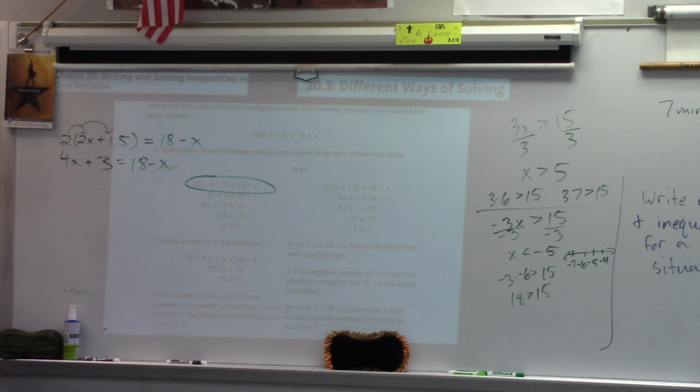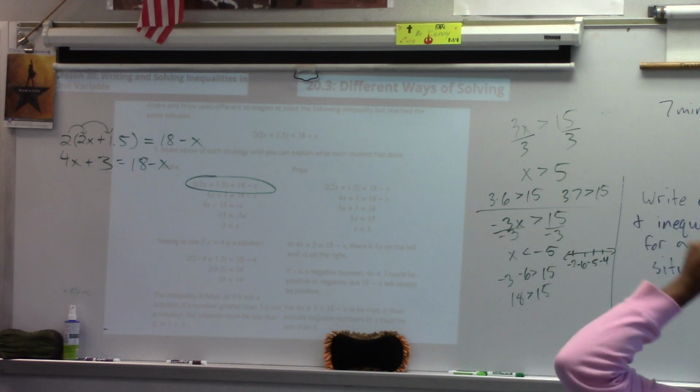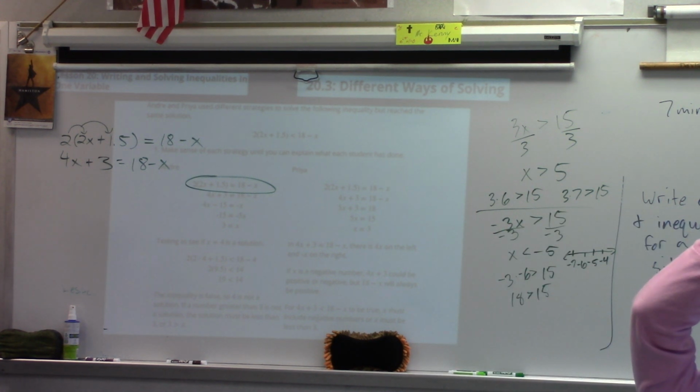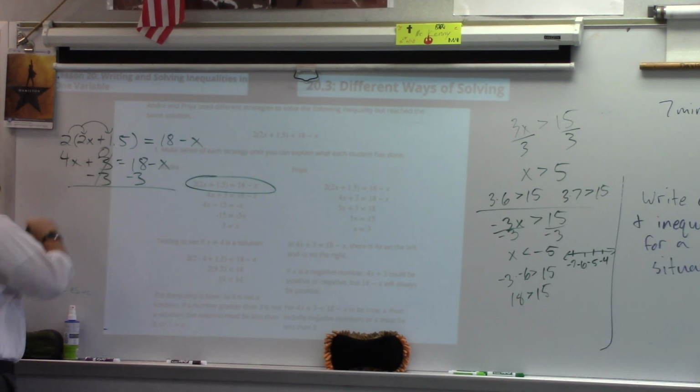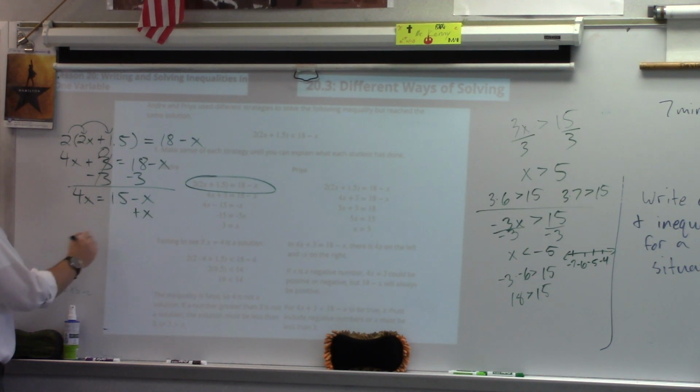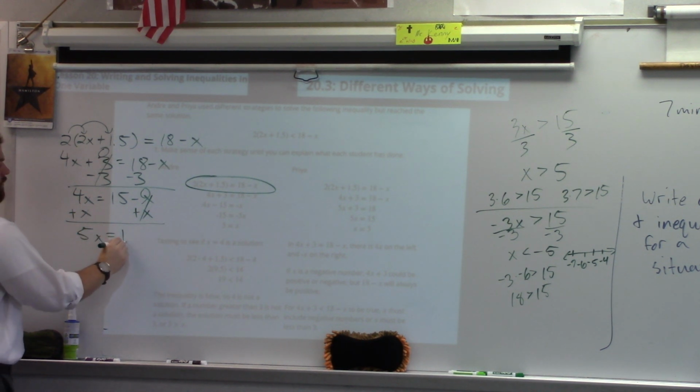Now what would you do to solve from here? Minus 3 on both sides, the properties of equality. Notice that creates a 0, so 4x plus 0 is just 4x, equals 15 minus x. Now, plus x, notice I want to make another 0, so that those x's are only on one side. 5x equals 15, x equals 3. Okay, so x is equal to 3.